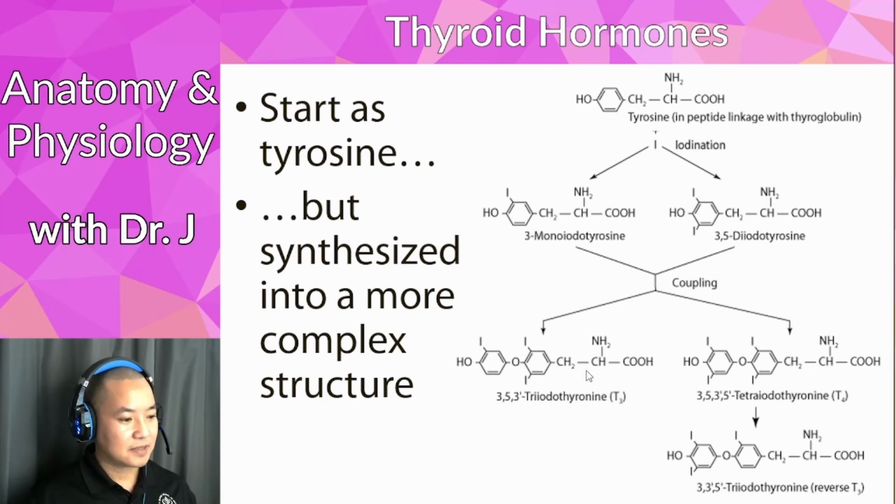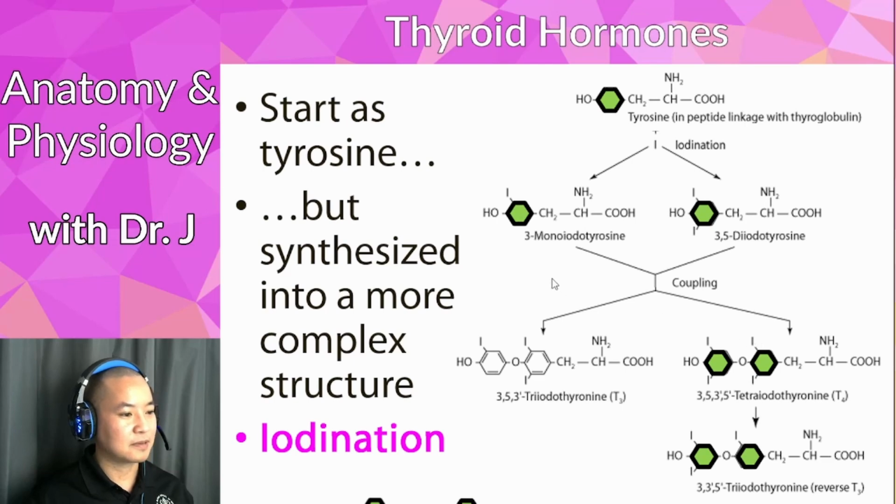So what we have are two tyrosines being linked together. Again, this is why we have those two hexagons. And then you have a bunch of iodine atoms linked to the structure of these hormones. Notice that we have, again, two tyrosines, you add iodine, and then you have two of these linked together. This process is what we call iodination, when you add these iodines to the structures.